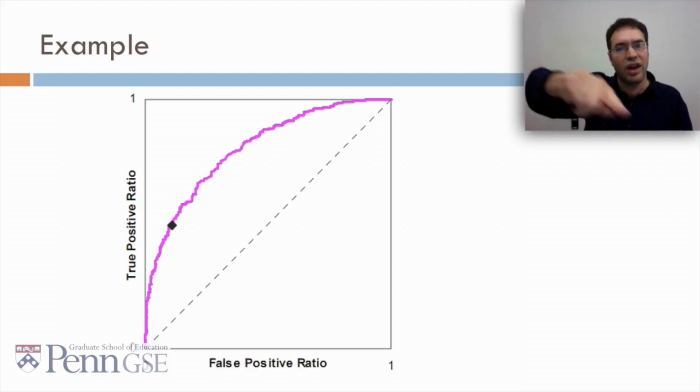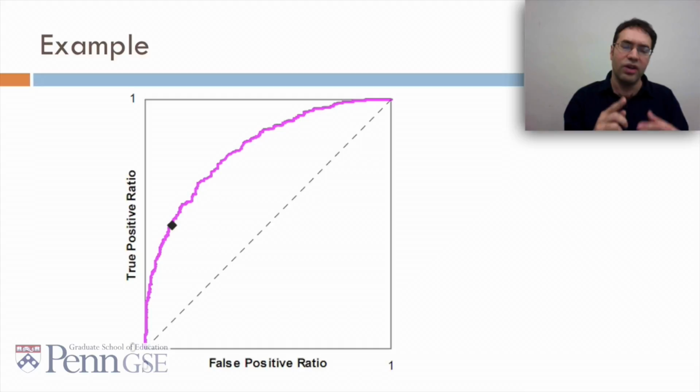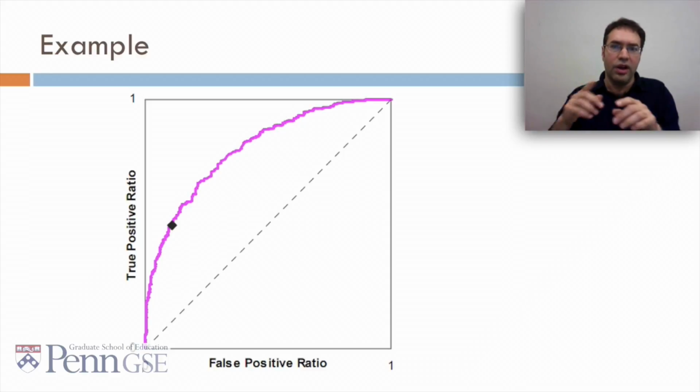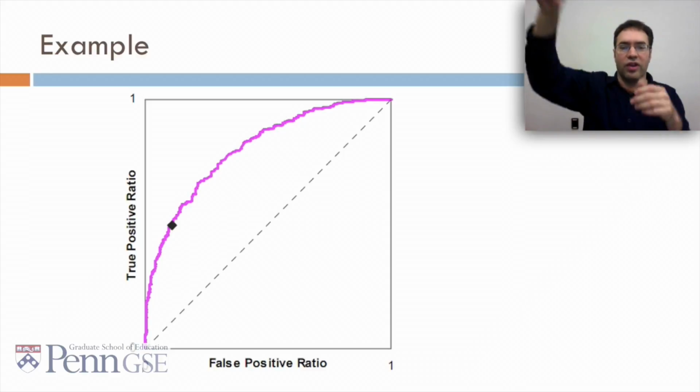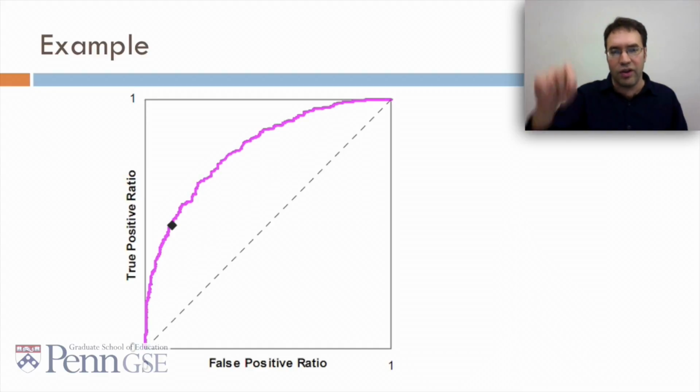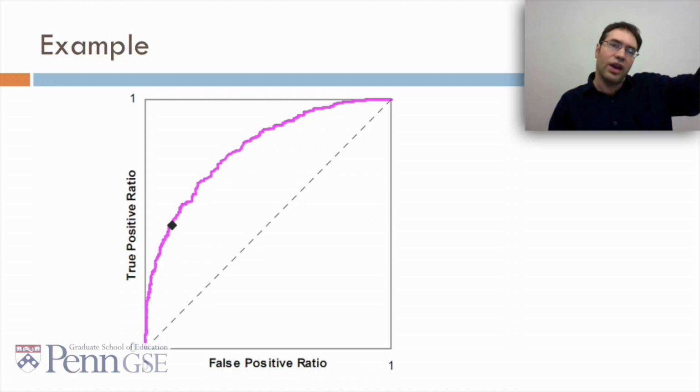Now you might say, what's that dashed line? That dashed line is chance. When your true positive ratio is 50% and your false positive ratio is 50%, or your true positive ratio is 20% and your false positive ratio is 20%. So if your model is performing exactly at chance, getting as many true positives as false positives, then it's going to be right on that dashed line. So the more you are above that dashed line, the better you're doing.